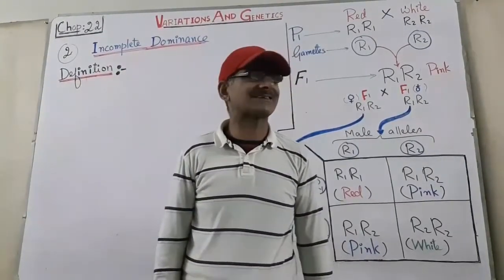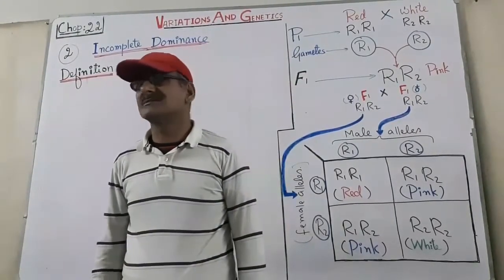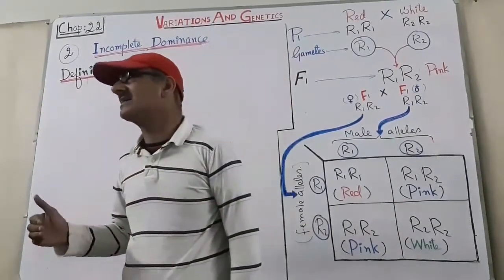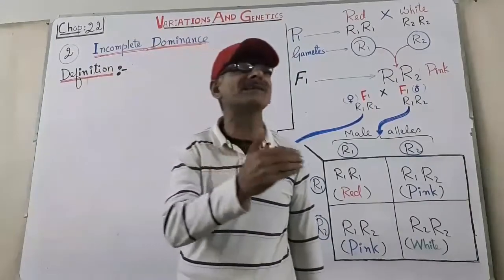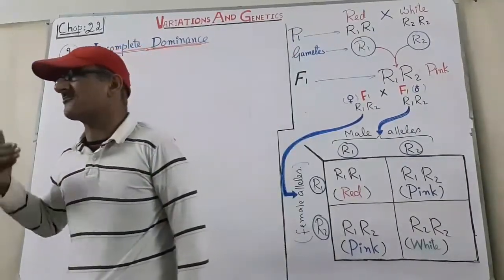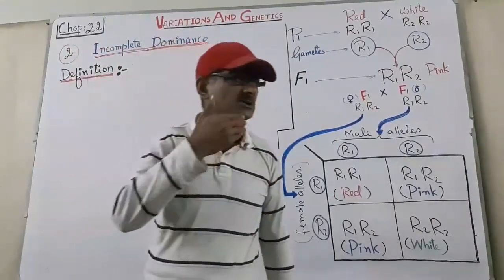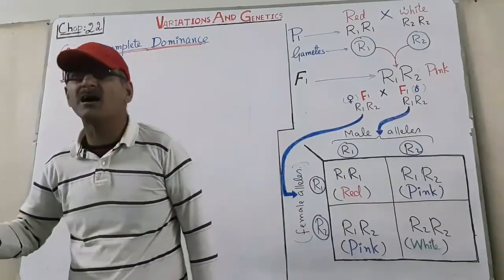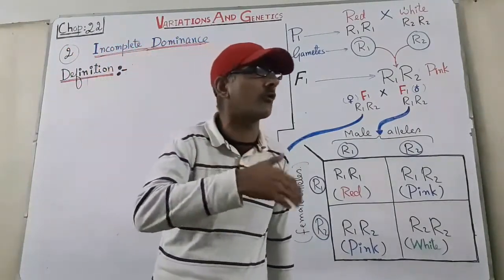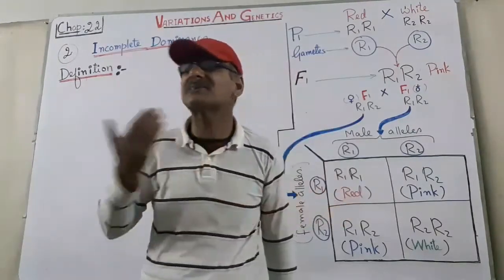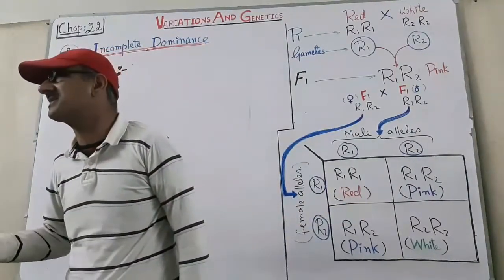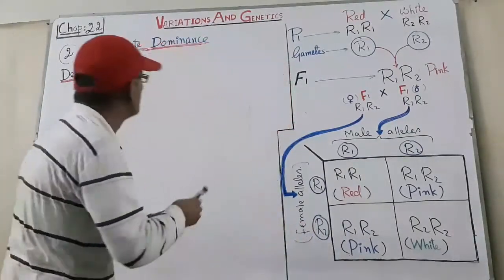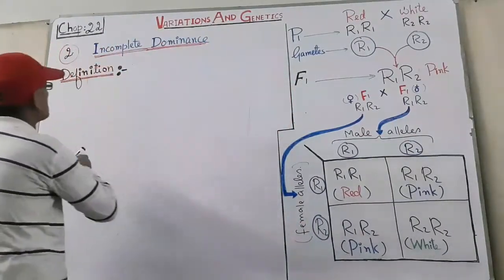Today, we will discuss the second dominant relation, which is incomplete dominance. When the phenotype of the heterozygote is intermediate between the phenotypes of two homozygotes, it is known as incomplete or partial dominance. Now, firstly we will write the definition.